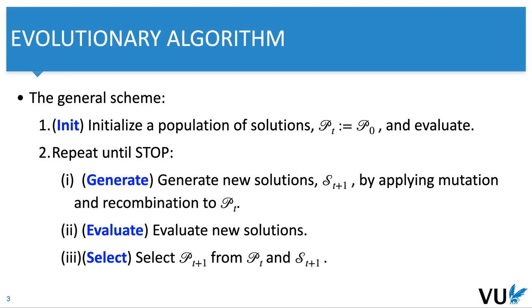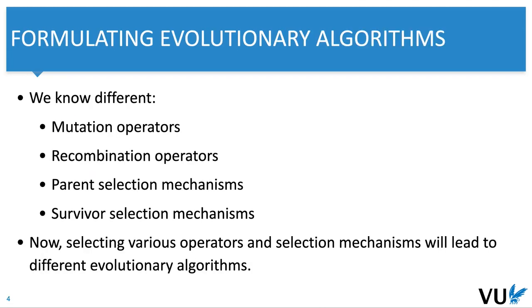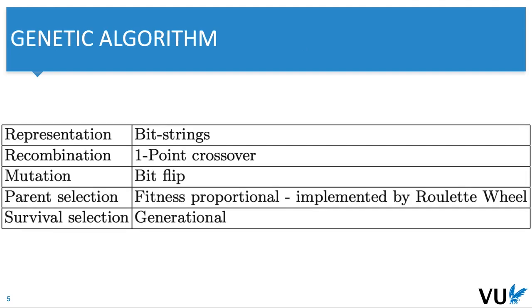All right. So now we will look into very specific representations, very specific mutation, very specific recombination, and then we'll have an overview of different popular evolutionary algorithms. And also, so far we discussed different mutation operators, different recombination or crossover operators, different parent selection mechanisms, different survivor selection mechanisms. And now by picking these different options, we'll build new algorithms, all right? And the most popular algorithm, and one of the first proposed, is the genetic algorithm.